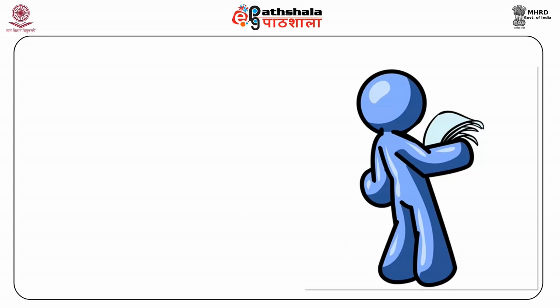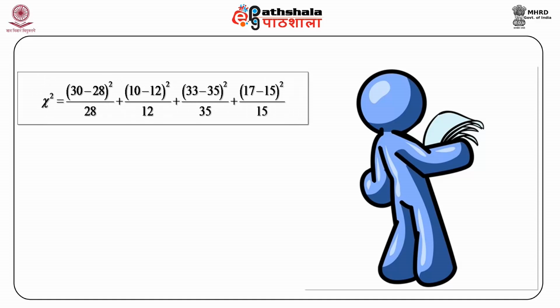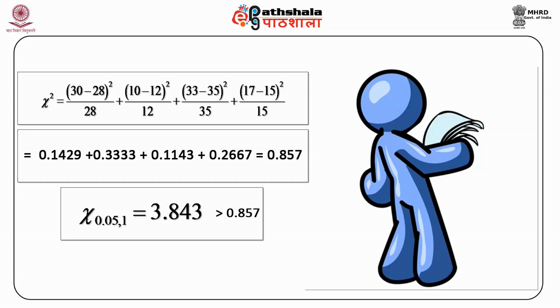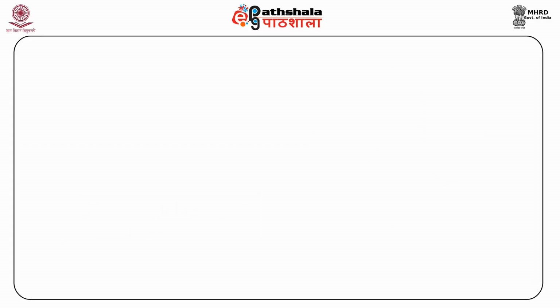Degrees of freedom is equal to 1, since we need only one of the cell frequencies, once the totals are known, to be able to fill in the remaining cells. Now chi-squared at 0.05 is equal to 3.843, which is greater than 0.857. Therefore, we do not reject H0 and conclude that performance of persons having undergone training is independent of IQ.